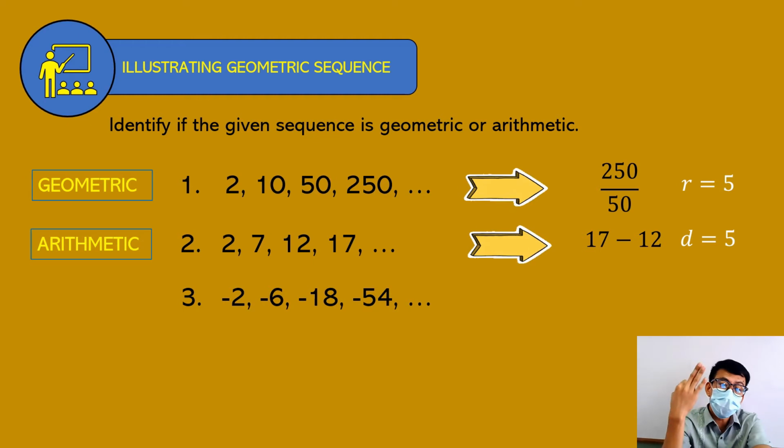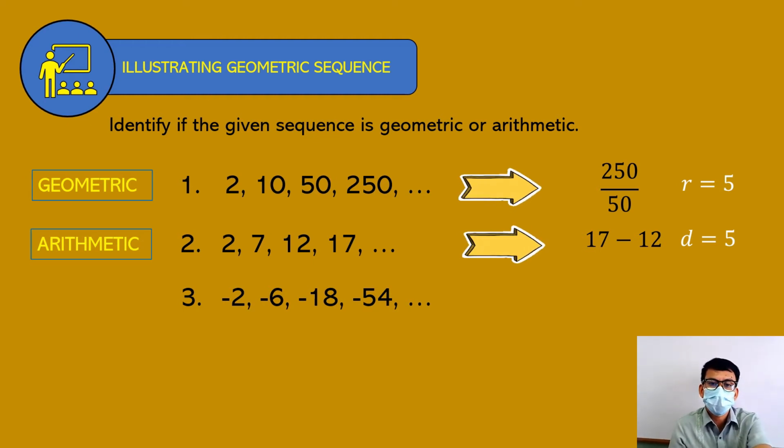Okay, number 3 here. -2, -6, -18, -54. So let's try to check if this is an arithmetic sequence. -6 minus -2, that is -4. -18 minus -6, that is -12. So they are not common, so this is not an arithmetic sequence.